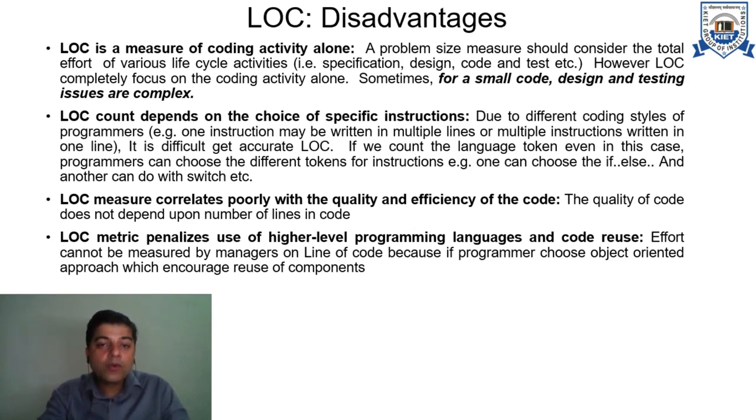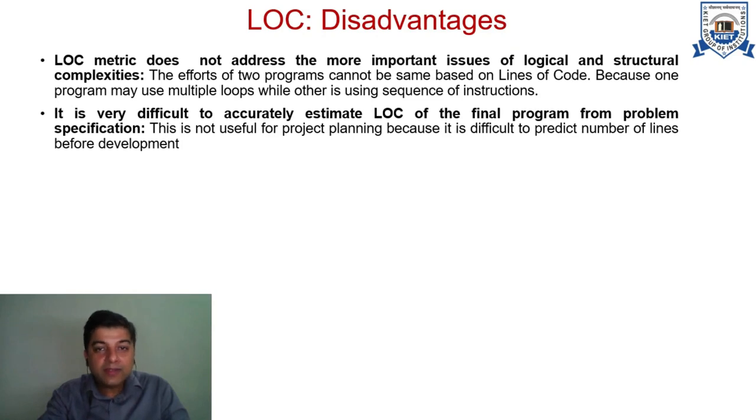LOC poorly correlates with the quality and efficiency of the code. So the kind of efficiency that we use in a more matured programming environment is not appreciated by LOC. LOC also penalizes the use of high-level programming languages and code reuse, because this metric does not encourage code reuse, because in code reuse we save a lot of lines of code being written again and again. So in that case, the LOC will not be able to appreciate this particular feature in any programming language.